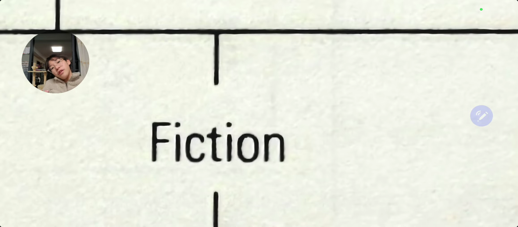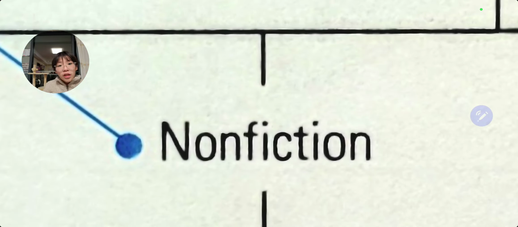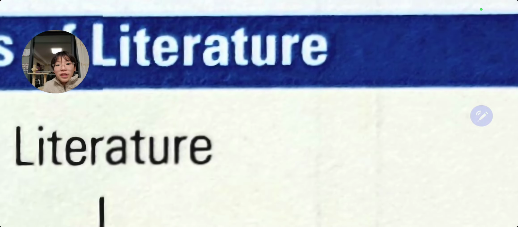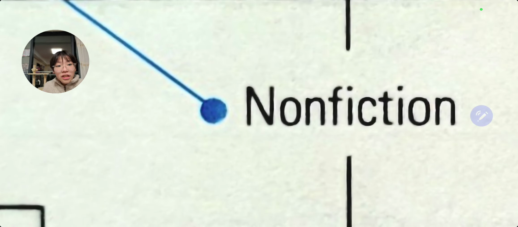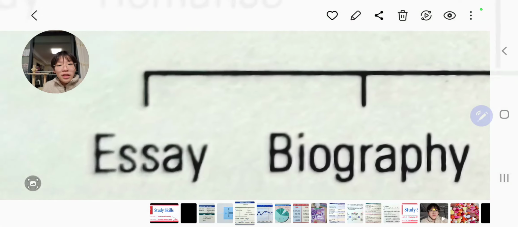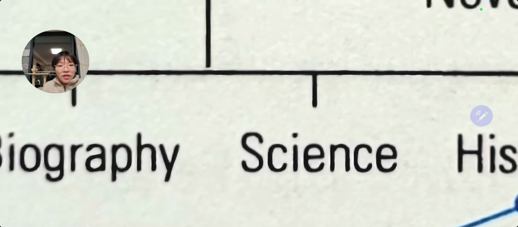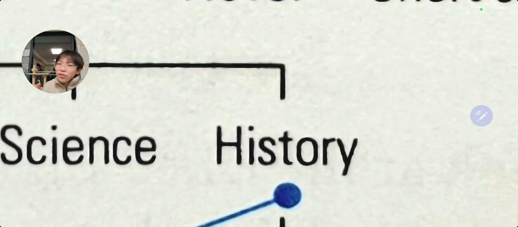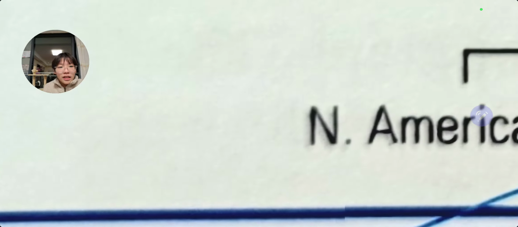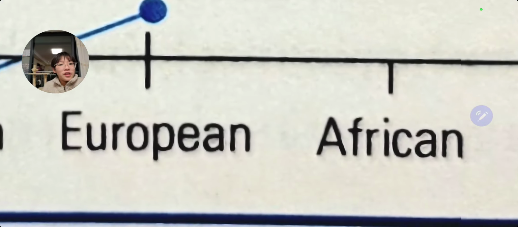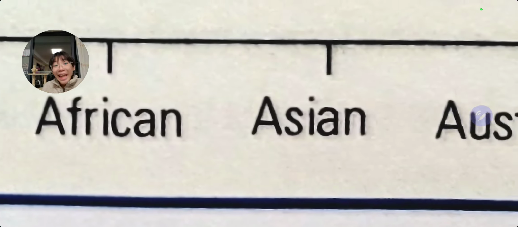Now, nonfiction is one of the main ideas, so it branches off literature. And nonfiction itself can branch off into separate things, like essay, biography, sciences, and history. And history is also a branch of literature, but it can also be split up into other things, like North American history, South American history. I wonder why I didn't put those together. European history, African history, and Asian and Australian history.